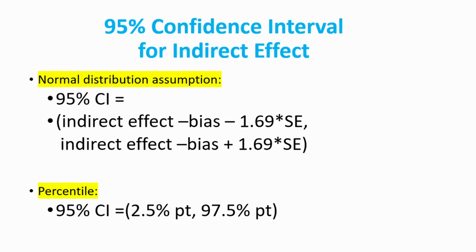There are quite a few ways you can calculate the 95% confidence interval for the indirect effect. And here I'm going to discuss two of them. One is based on the normal distribution assumption. So this is the first way to calculate the confidence interval. And the second one, we can just base on the percentile. So here we do not really assume whether the distribution of the indirect effect is normal or not. We just base it on the percentile. And so the lower bound is the 2.5% and the upper bound is the 97.5% percentile. In RStudio, I'm going to show you how we can do both of them.